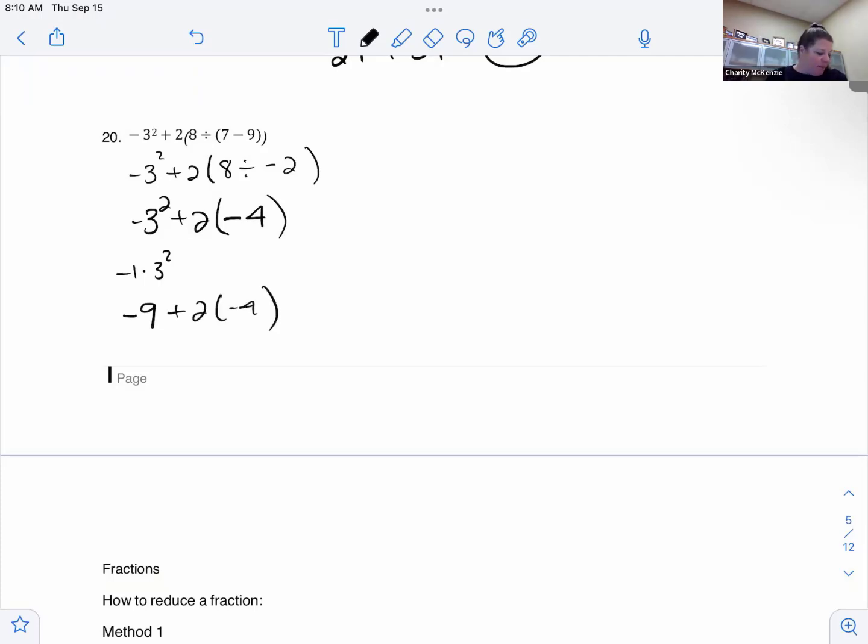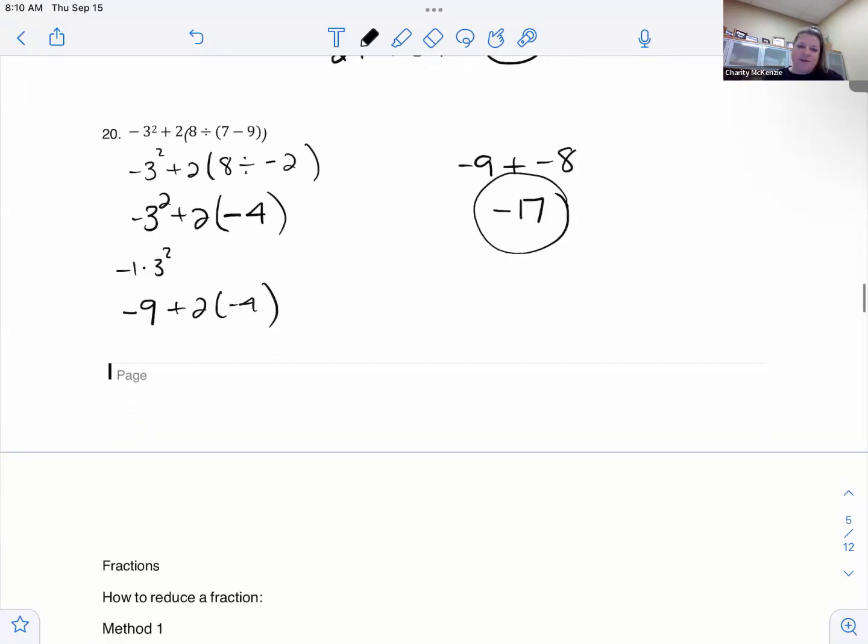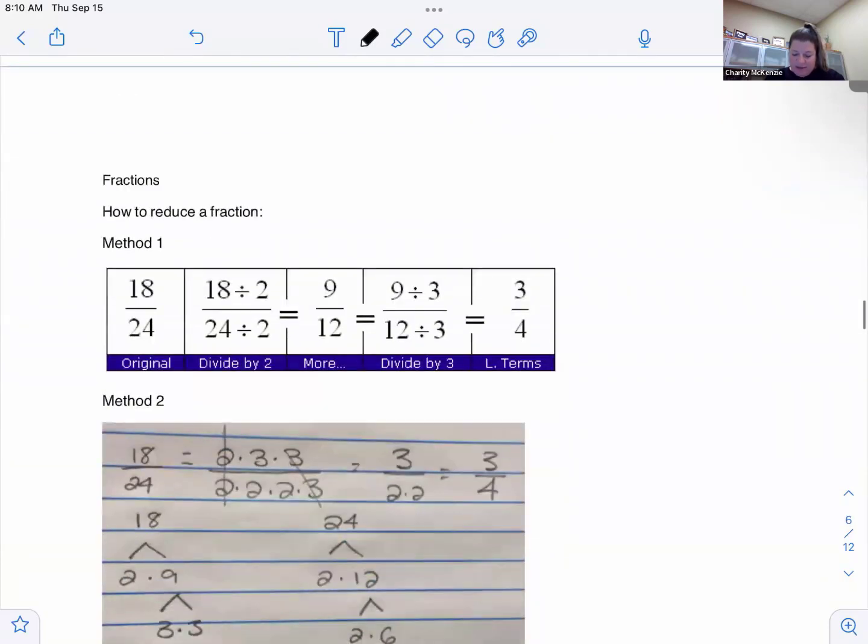So our next step would be then the times piece. So 2 times the negative 4, because of parenthesis. So now I'm at negative 9 plus negative 8, because 4 times 2 is 8, and it's negative, because one of them is negative. And if I'm at negative 9 and I minus off 8 more, I'm at negative 17. Final answer. Okay, so that's order of operations.